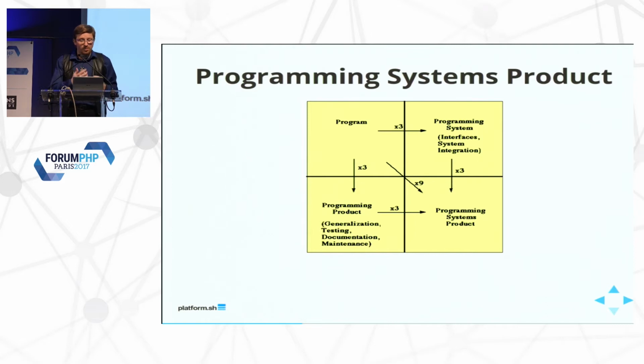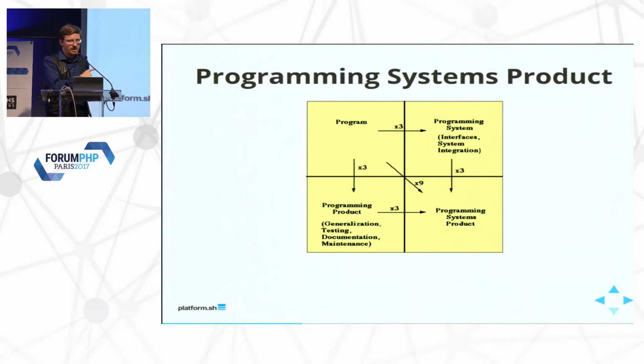If you want to make an actual programming product, again, let's make that the system really stable, that means you need to take time to generalize it, do testing, build your documentation, factor in maintenance, 3 times as long as the initial system. Which means if you're building a full programming system product that is a platform, a tool that is well tested, robust, that people can build on top of cleanly, you're talking about 9 times the effort of building that initial prototype. Brooks argues this is 9 times more work.